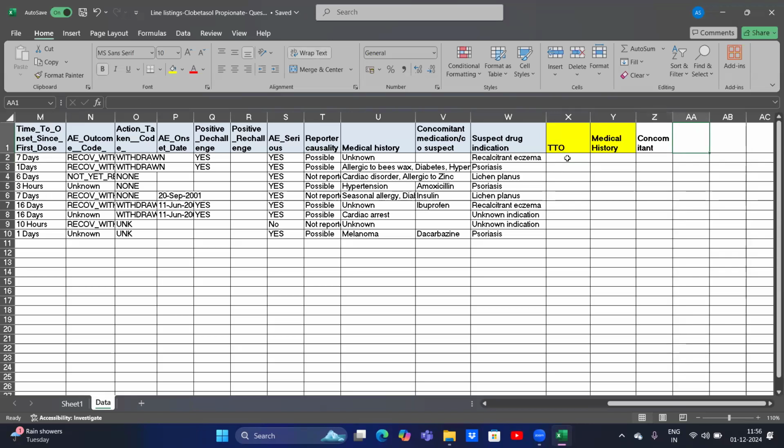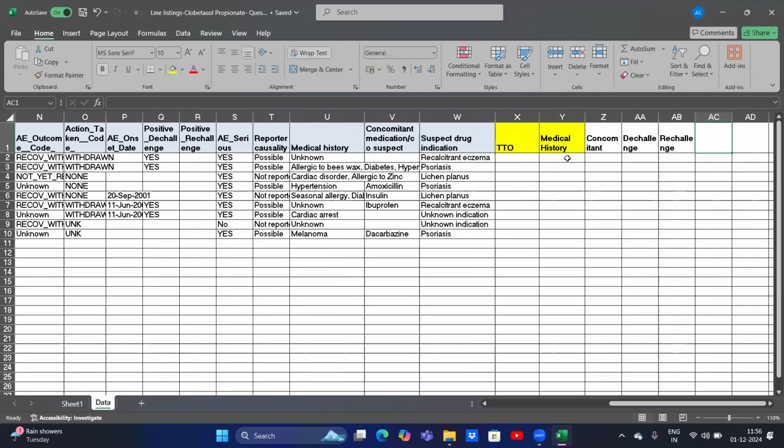Concomitant, then you can write de-challenge, then you can write re-challenge, then you can write lab test, relevant lab test, okay? Relevant lab test, right? So these are the main parameters that you will write.